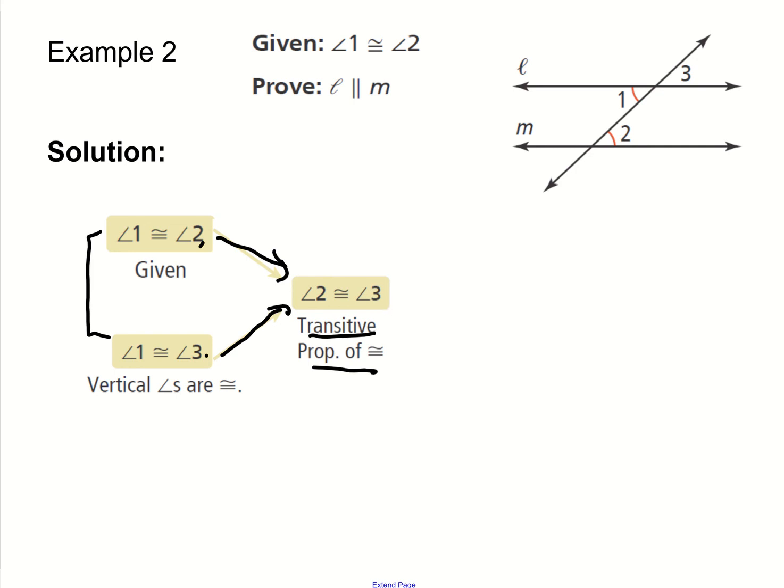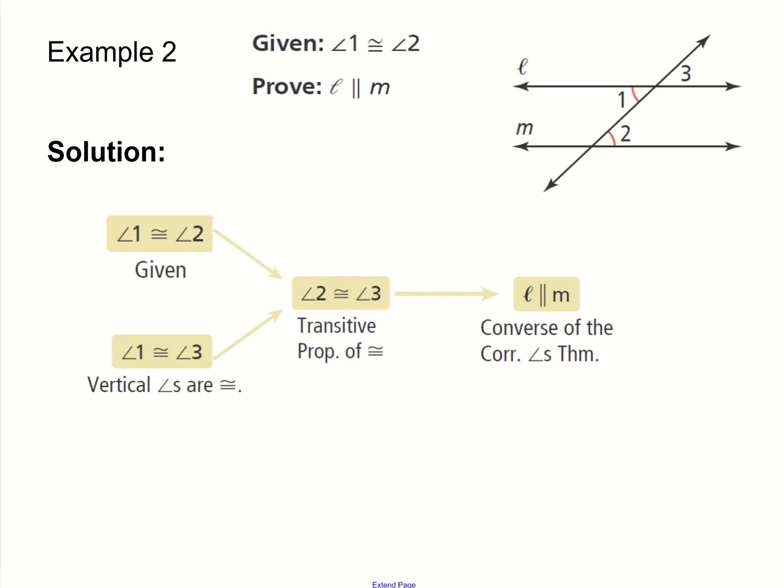Remember the transitive property states that if A is equal to B, here, let's write it this way. If A equals B and B equals C, well, then that means A equals C. That's the transitive property. So in this case, B is 1, A is 2, and C is 3. And this works for congruence as well. If you change this to a congruent symbol, then that's the transitive property of congruence.